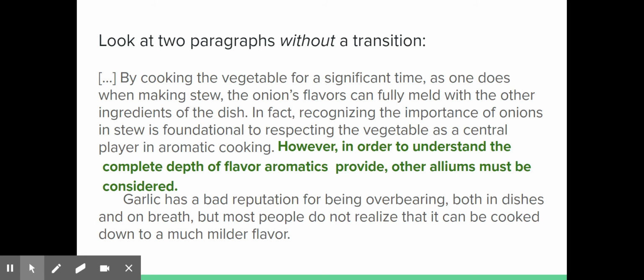Okay. Now we've gotten back to this depth of flavor idea with the onions, and we've transitioned over into talking about other alliums. And the next sentence in the next paragraph is about garlic. So you can see how this sentence not only wraps up the previous paragraph, it also introduces the concept of the next paragraph. And that is what makes a transition. That's what a successful transition is, one that carries you through the idea into the next.